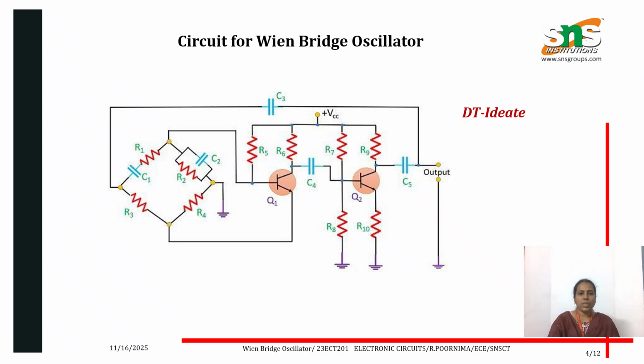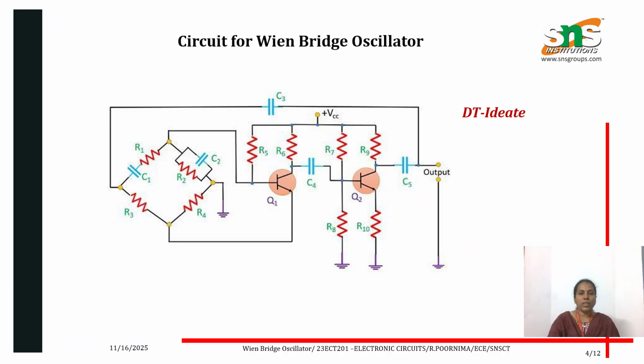So as we have discussed, it consists of a Wheatstone bridge and also an amplifier. So in this case, the amplifier is a two-stage network. As we can see here, there are two transistors Q1, Q2. There are two stages of amplifier circuit.